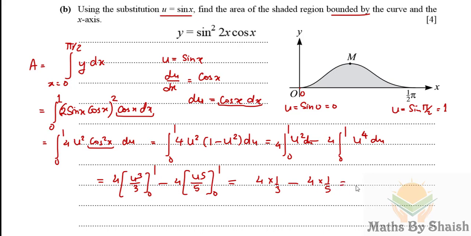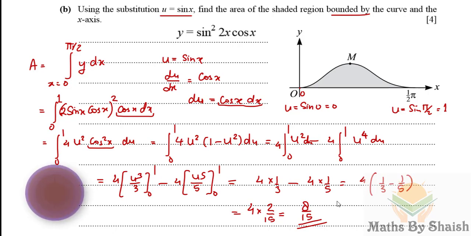So we got it as 4 times 1 over 3 minus 1 over 5, it is 15, 5 minus 3, 2, so it becomes 4 into 2 over 15, that is 8 over 15 square units. That is the area. I hope it is clear. Let's do the next part of this question.